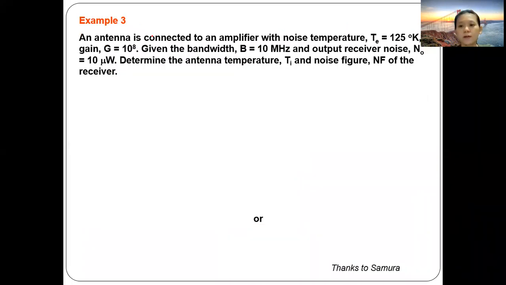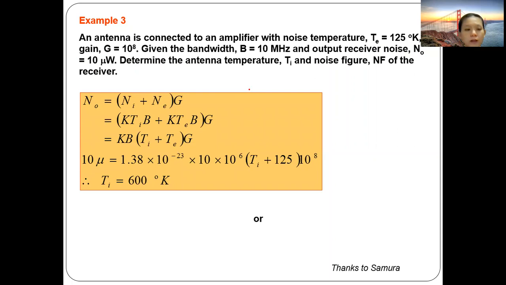Okay, example number 3. This example is an antenna connected to an amplifier with the noise temperature of TE equals 125 Kelvin, and the gain is 10 to the power of 8. Given the bandwidth 10 MHz, the output of receiver noise NO is 10 microwatt. Determine the antenna temperature, TI, and the noise figure, NF, of the receiver. First step, we have to calculate the NO.